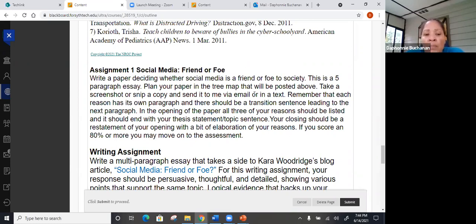And remember, when you're writing your paragraphs, you need to have a transition sentence that leads from one paragraph to the other so it kind of flows. And you do have to have a thesis statement or a topic sentence that states your stance as you start to write in your first paragraph. Your closing should be a restatement of your opening with a bit of elaboration of your reading. And of course, you guys should know this: you have to make an 80% or above to move on to the assessment.